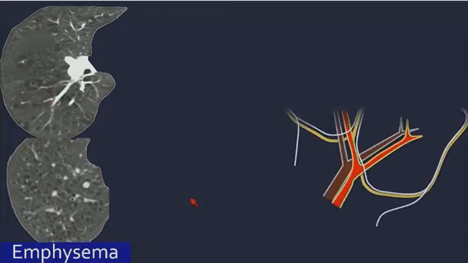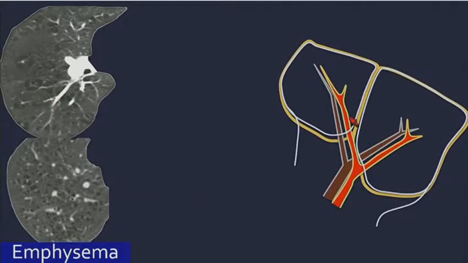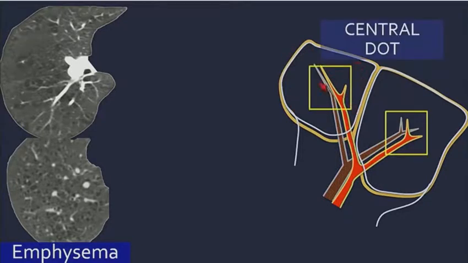Well, here are two cases. Here's the last case and another case of centrilobular emphysema, where you can see this central dot within the areas of lucency. The central dot sign arises from the centrilobular arteriole that runs down the center of the secondary pulmonary lobule. And when the parenchyma is destroyed within the lobule, what stands out within the lucency is this arteriole, this centrilobular arteriole.